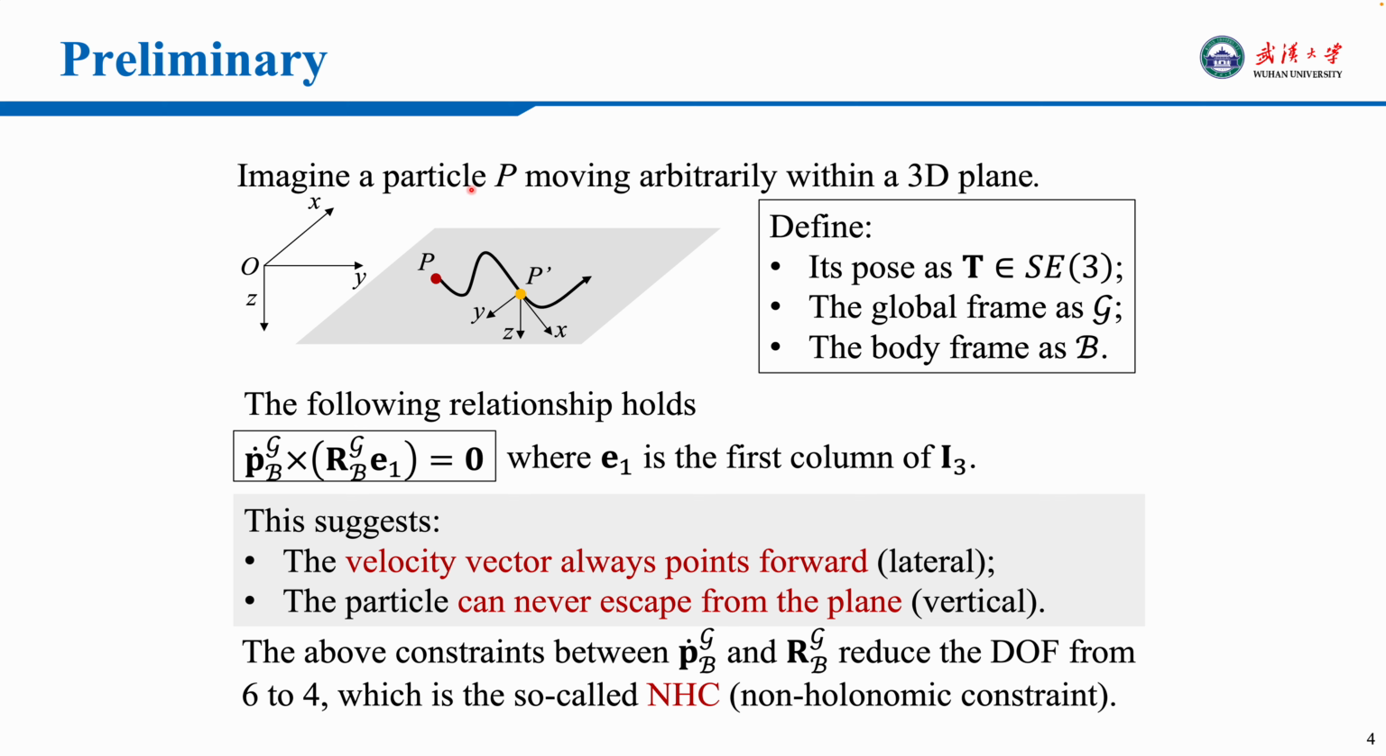Assume a point mass P moving in 3D space. If we define its forward direction as the x-axis of the body frame, then in the global frame, this direction should be aligned with the velocity. This condition can be described using a cross product. It essentially means there's no side slip or vertical motion. In kinematics, this relationship is known as the non-holonomic constraint, or NHC.